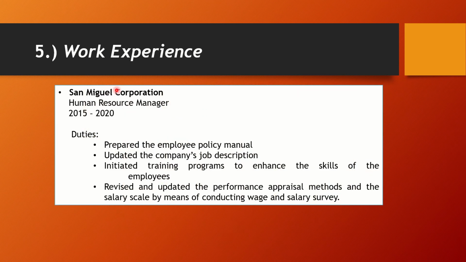So in here, the example is the applicant worked in San Miguel Corporation with the position of Human Resource Manager from 2015 to 2020. So all included are the duties like to prepare the employee policy manual, update the company's job description, and initiate training programs to enhance the skills of the employees. Also, the applicant revised and updated the performance appraisal methods and salary scale by means of conducting a wage and salary survey. So, highlight what you did in your previous company, so it can be related to the position you are applying for now.